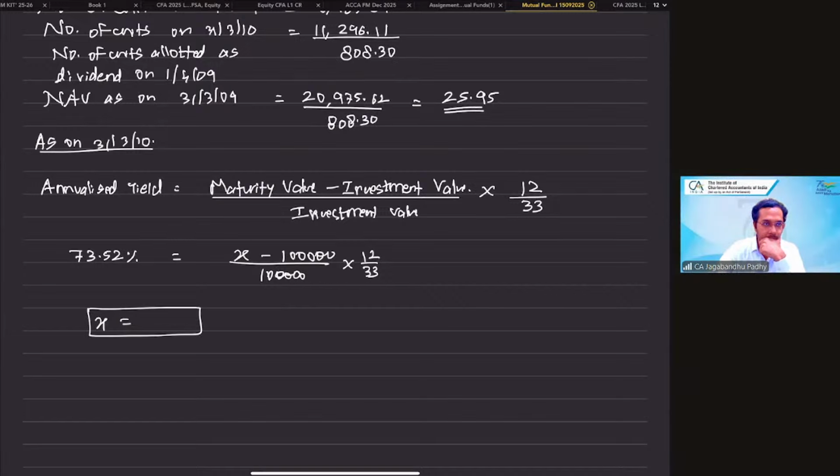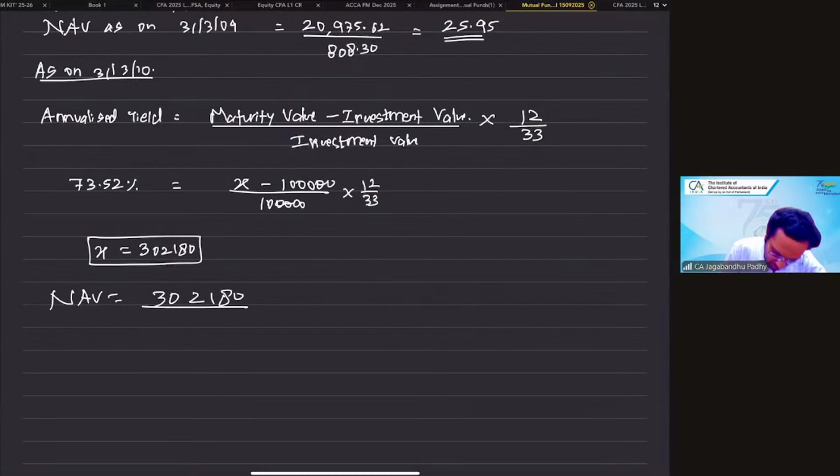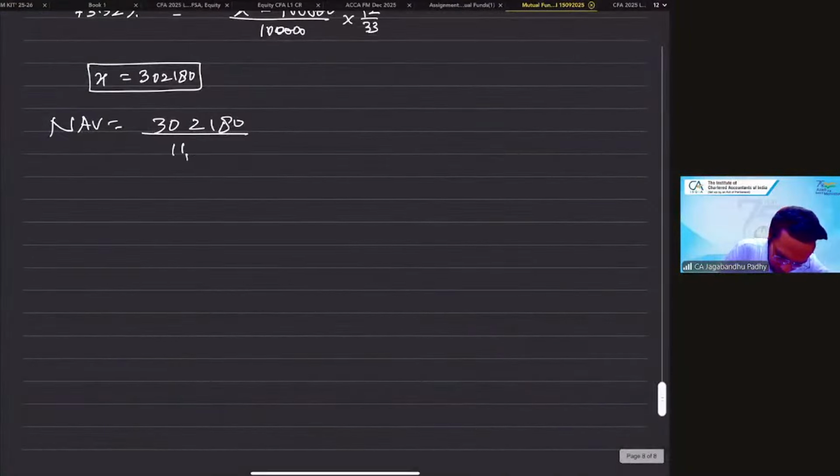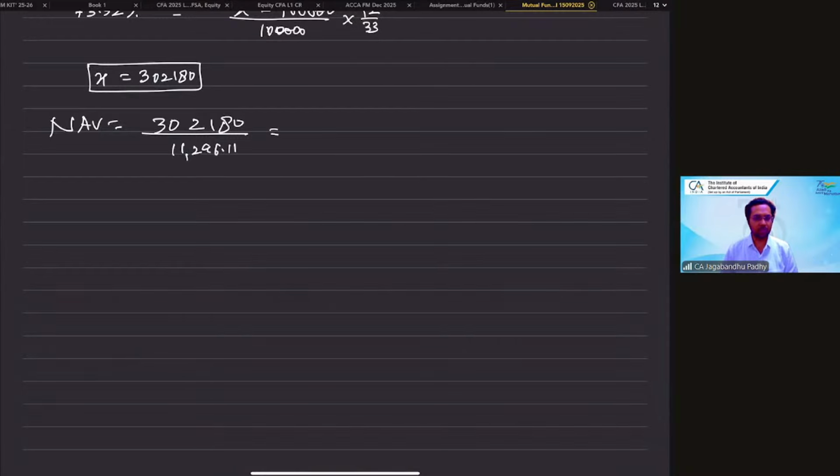It comes to 3,02,180. That's the X value. So we can definitely say that our NAV is going to be 3,02,180 divided by the closing number of units. The closing number of units was given in the question as 11,296.11. So 3,02,180 divided by 11,296.11.